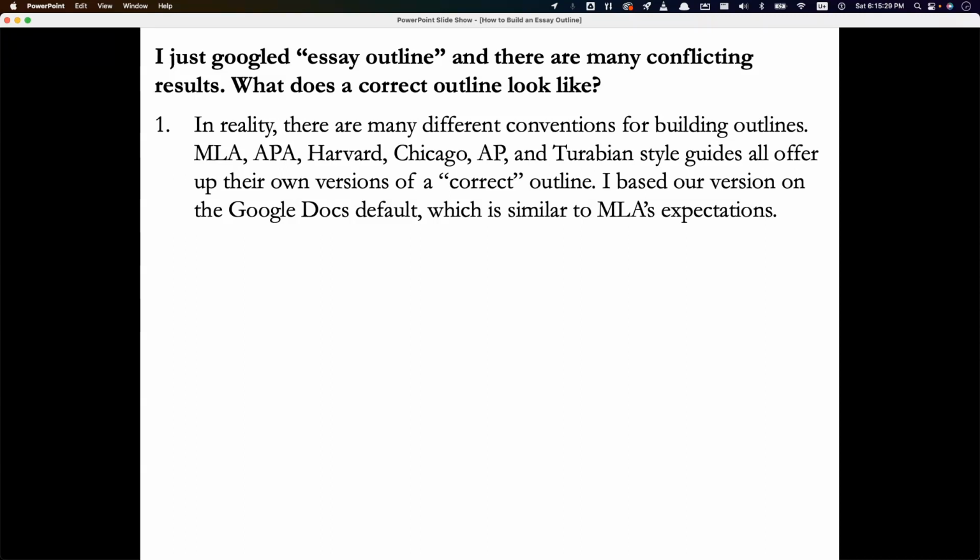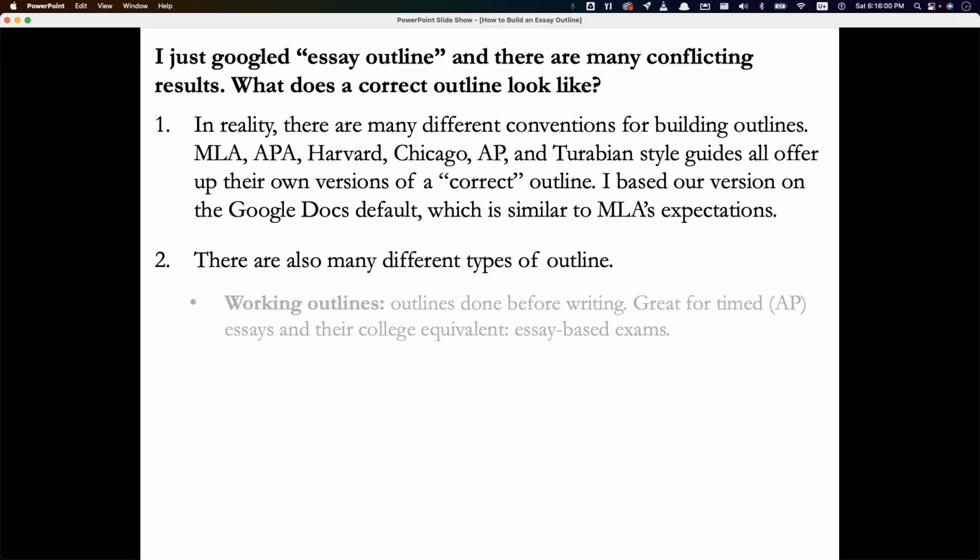So if you try to build an outline in Google Docs following this structure, you'll see that the technology builds the pieces of the outline for you effectively. And the Google Docs default is actually really similar, but not quite identical, especially on the most granular levels, to MLA's expectations. You also need to know there are many different kinds of outline, and so if you poke around the internet and see some different things, there might be conflicting information, and this is why.